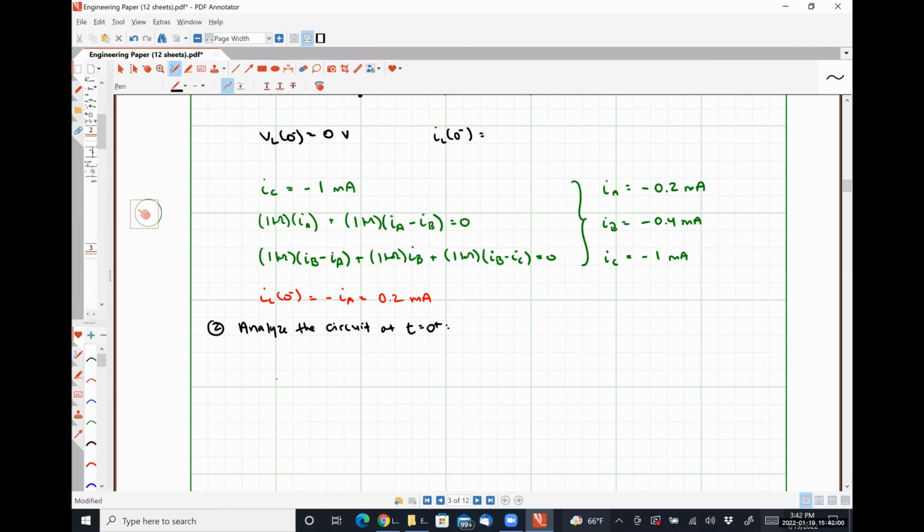So I'm going to redraw my circuit with my inductor represented by a 0.2 milliamp source, direction down, okay? Again, the reason why I do this is because I need the inductor current to be a constant value at this very specific instant in time.